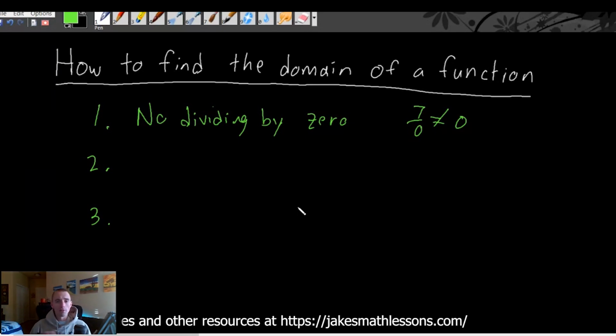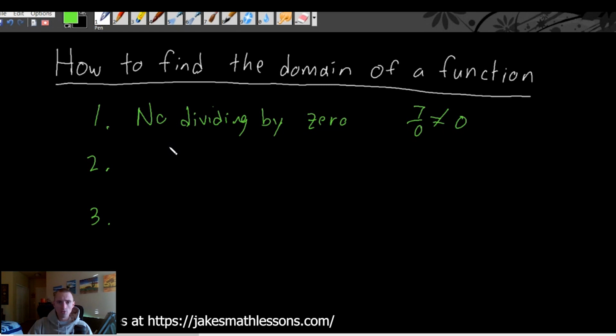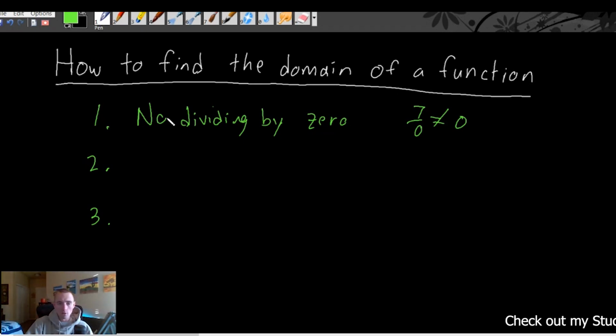Therefore, if you're thinking about the domain of a function, if there's any x value that causes you to divide by 0, or in other words, wherever the denominator, the bottom of a fraction in your function, is 0, that number cannot be plugged into your function, which means it should be eliminated from the domain. It's not a part of the domain.